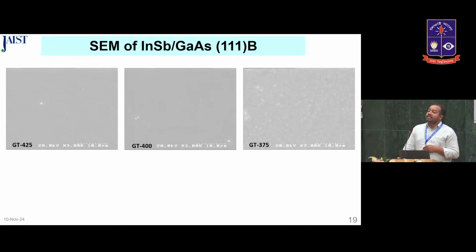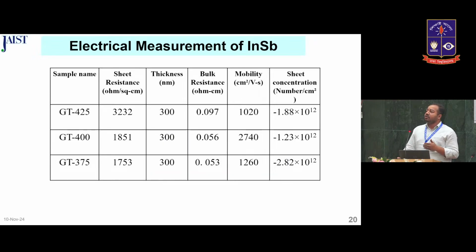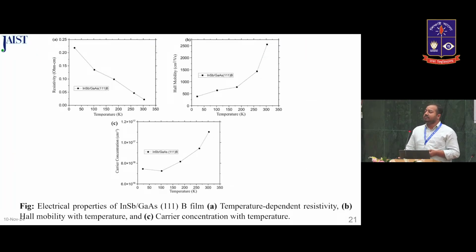Then we also used the electrical properties. Here the 400 degrees Celsius growth especially showed higher mobility compared to the other growths, and we also checked the temperature-dependent mobility as well as the resistance, which is very traditional, as in good semiconductor materials.